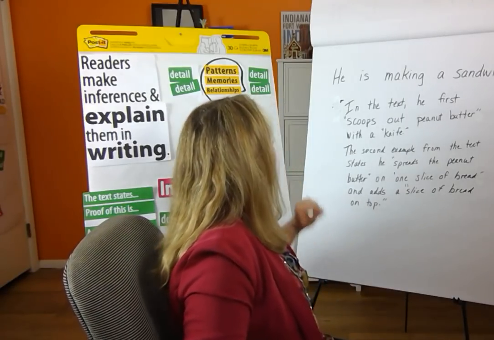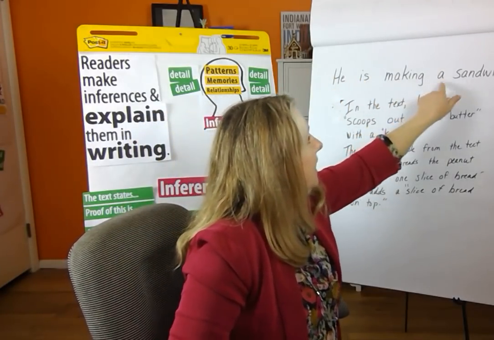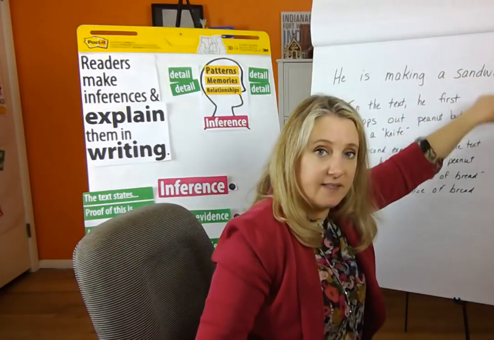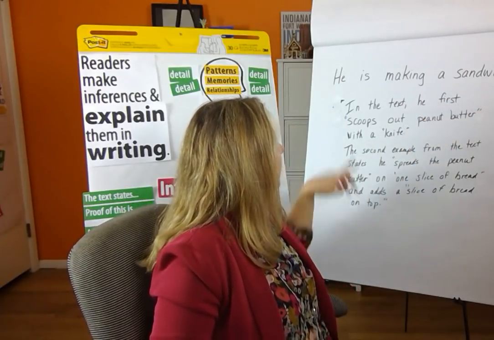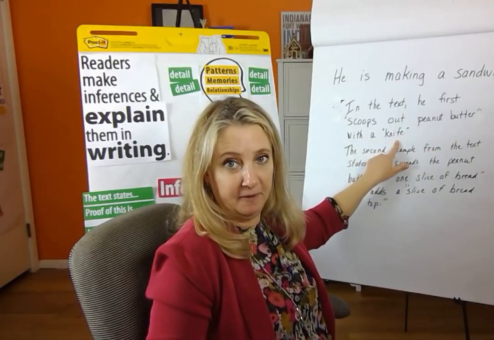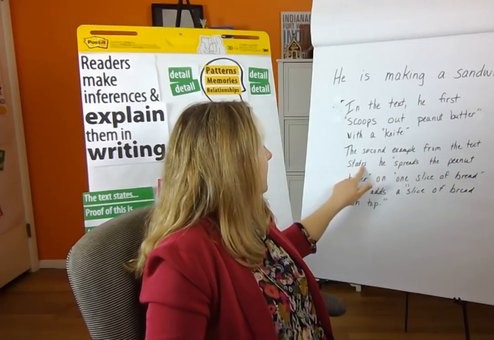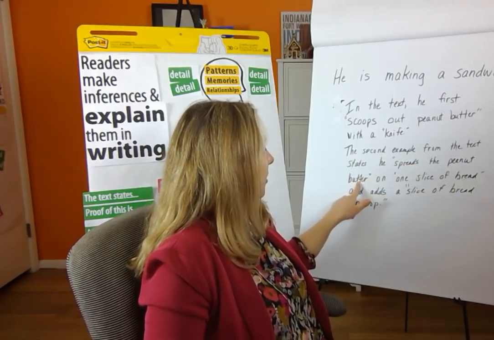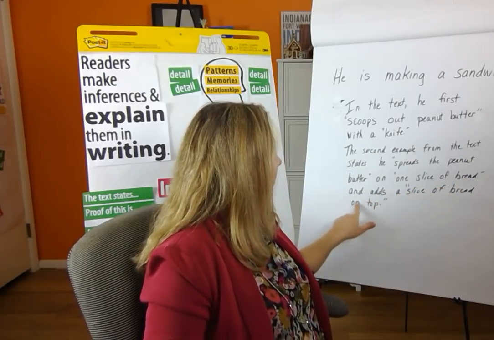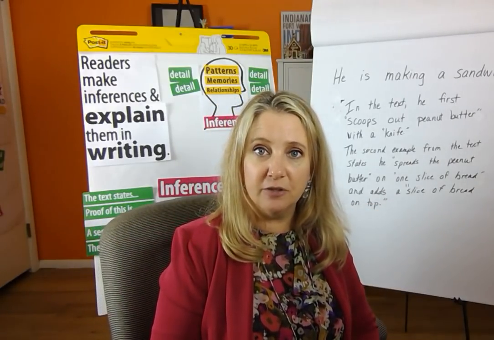Adds, yeah, okay. So now let's go back to reread. Make sure we have three sentences. He is making a sandwich, period. That's our inference. This was not directly stated in the text, but it's what we thought of. In the text, he first scoops out peanut butter with a knife. Yeah, that makes sense. The second example from the text states he spreads the peanut butter on one slice of bread and adds a slice of bread on top. Yeah, that's exactly how you make a sandwich.